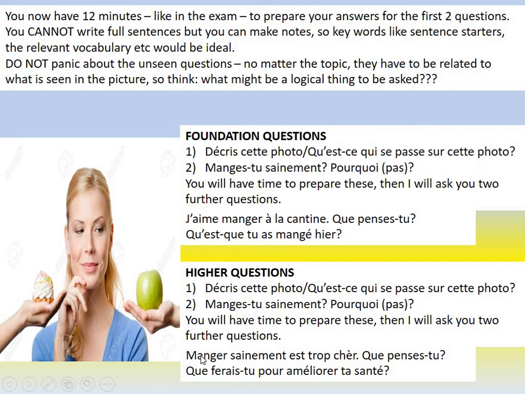The difference at higher tier is that it's just a slightly higher level sentence. Manger sainement est trop cher. What do you think? Still asking for your opinion. There we go. Now, for foundation tier, the last unseen question, you're likely to be asked something in the past tense. Qu'est-ce que tu as mangé hier?